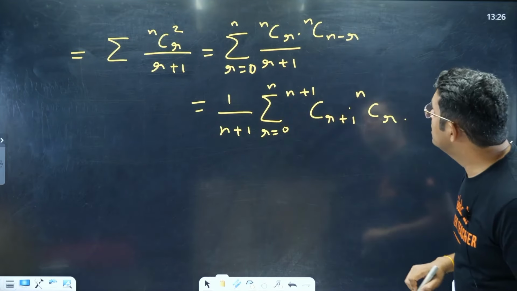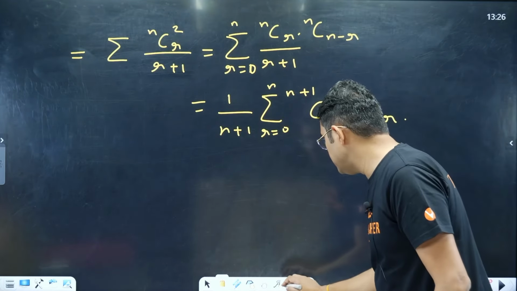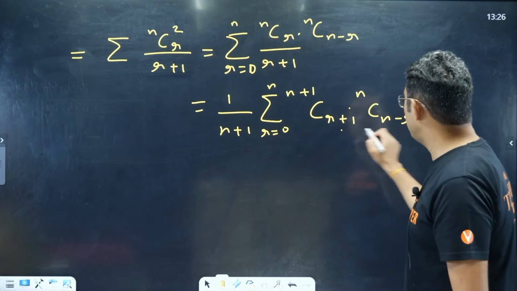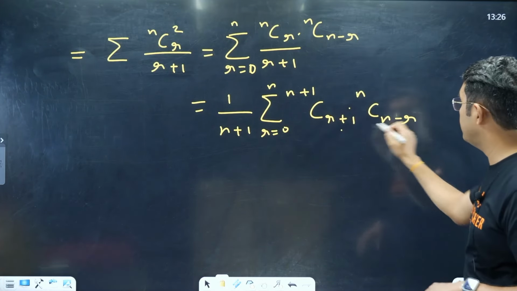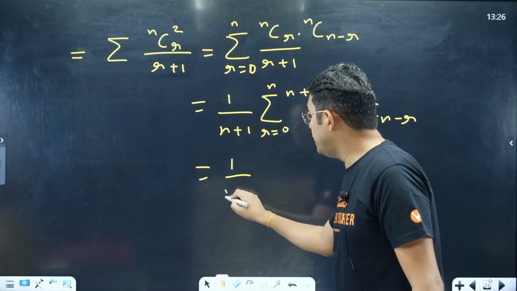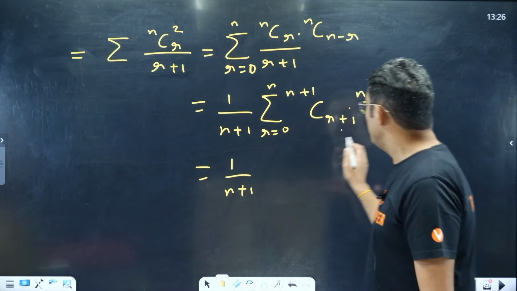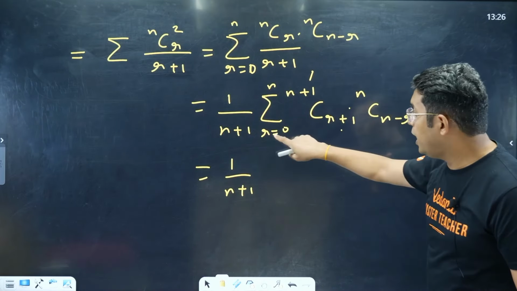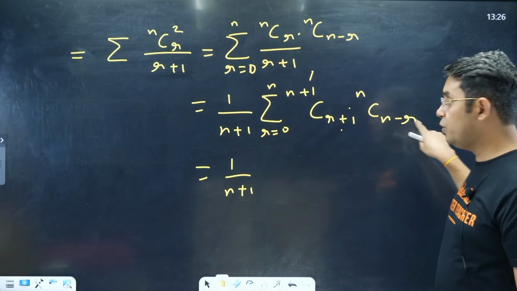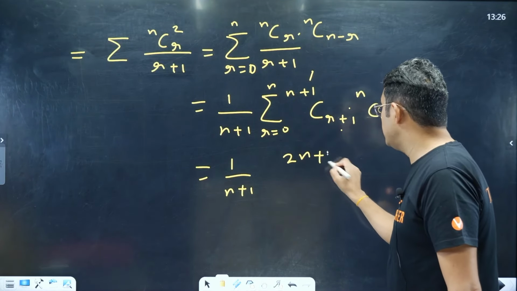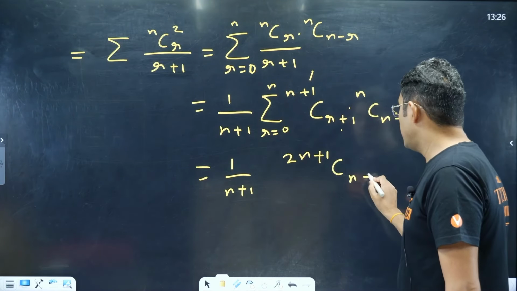Okay, nC(n minus r) is fine, so the sum of these two is the same. Actually the sum is n plus 1. Now if you use that counting twice thing, you can say it is like n plus 1 girls, n boys, r starting with 0 till n. So here we will be getting 2n plus 1 C n plus 1.